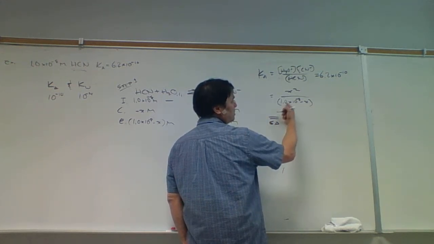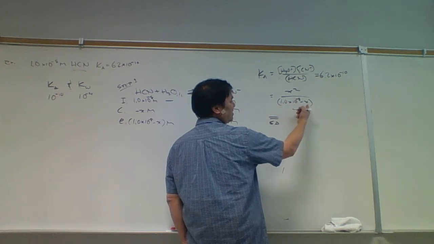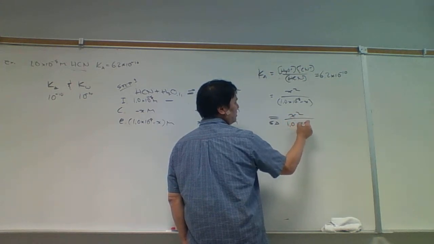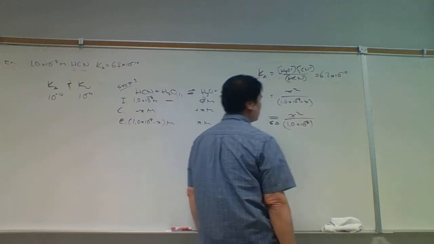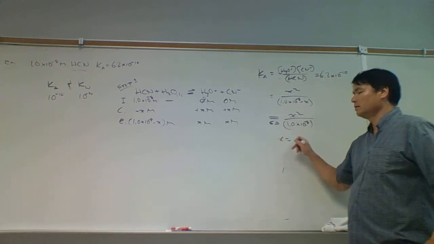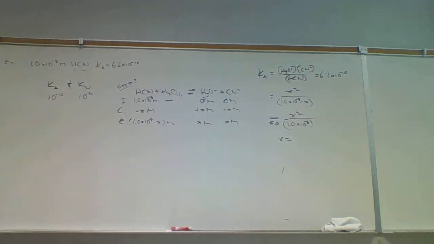The simplifying assumption would be that X is much smaller than 1.0 times 10 to the minus 8. So X has got to be really, really small, but we'll just try it. And so X squared over 1.0 times 10 to the minus 8 minus X is just X squared over 1.0 times 10 to the minus 8. Let's solve this for X. That's 6.2 times 10 to the minus 10 times 1 times 10 to the minus 8, and take the square root of that.